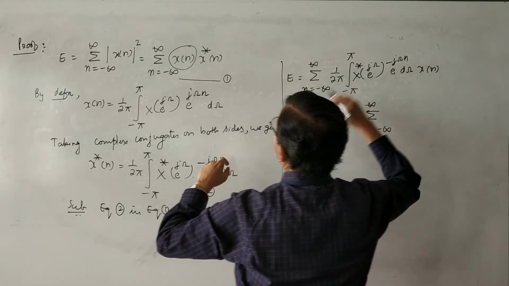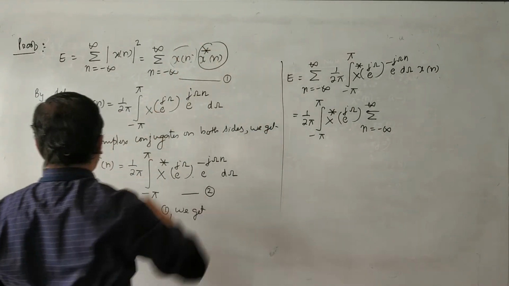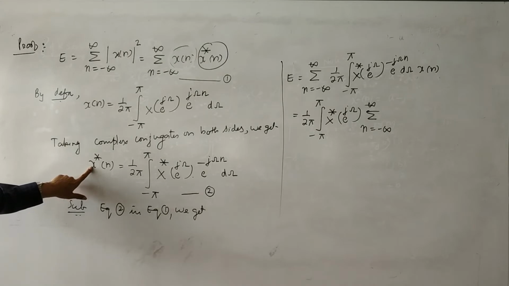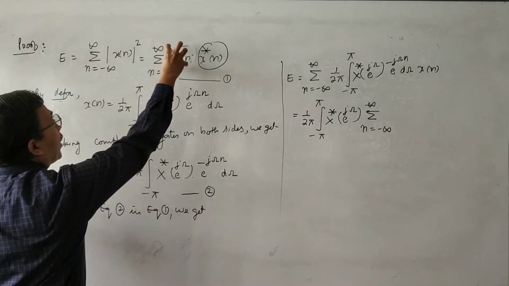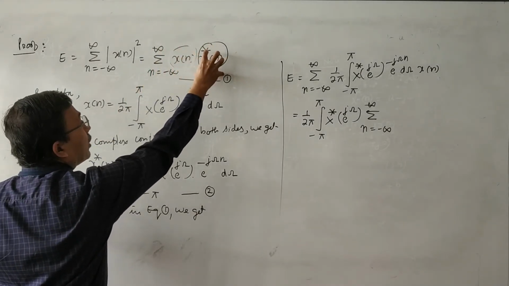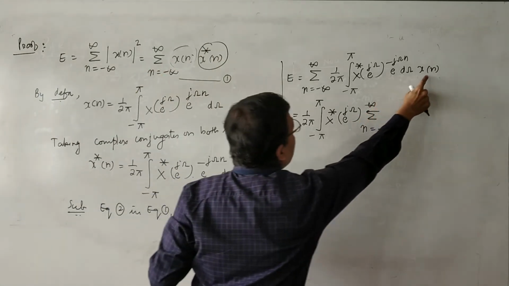I have substituted, I told wrongly, I substituted for x of n. It should be x conjugate of n. Please make this correction. So when I substitute equation 2 in equation 1, we are not substituting for x of n, we are substituting for x conjugate of n. Therefore this x of n remains unchanged.